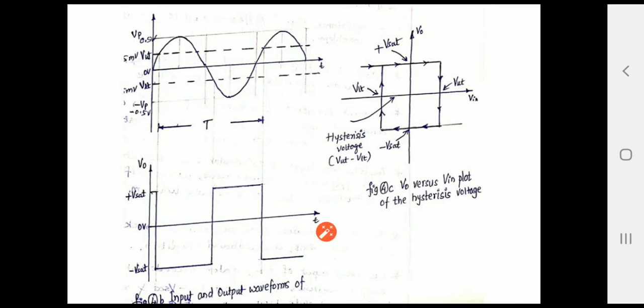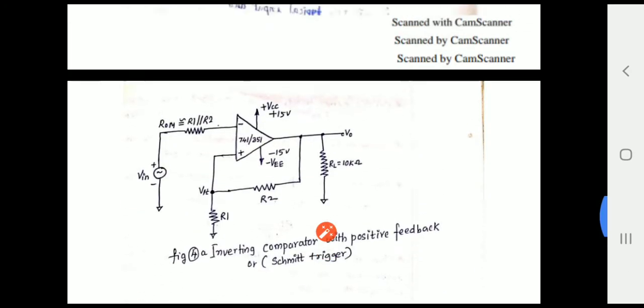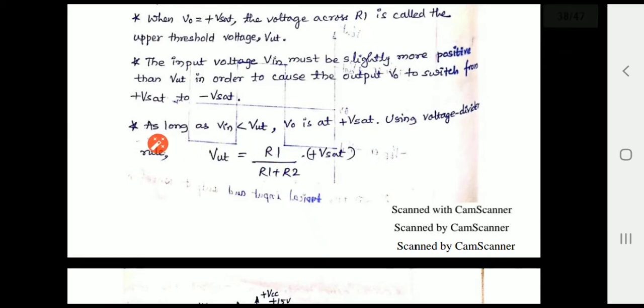So we can say that the condition given here is: when Vin is less than VUT, V0 is at plus V saturation. Remember this: Vin less than VUT, V0 is at plus V saturation.